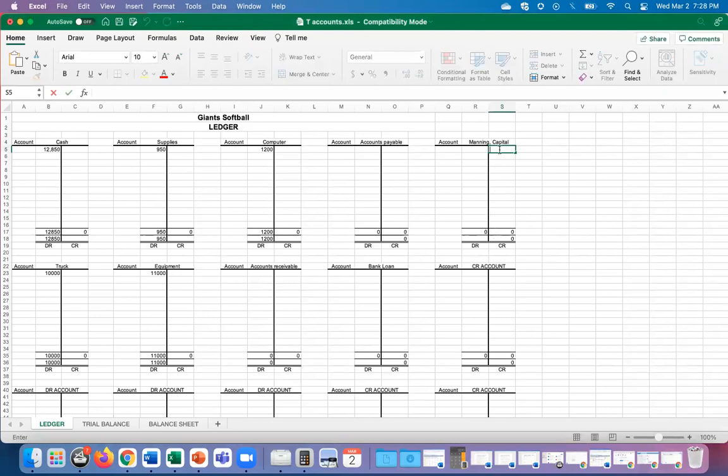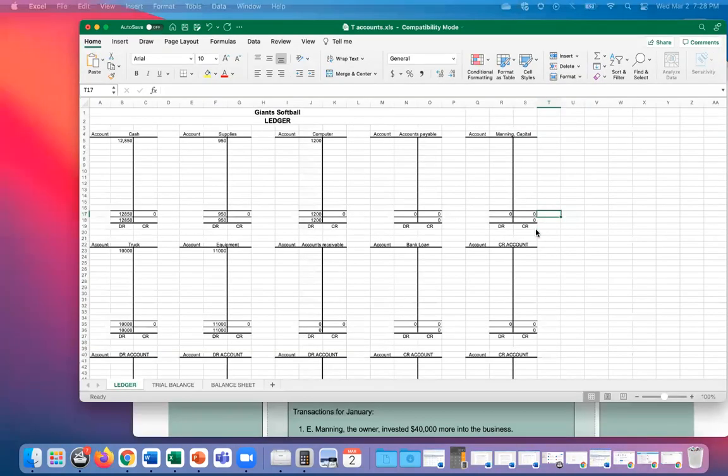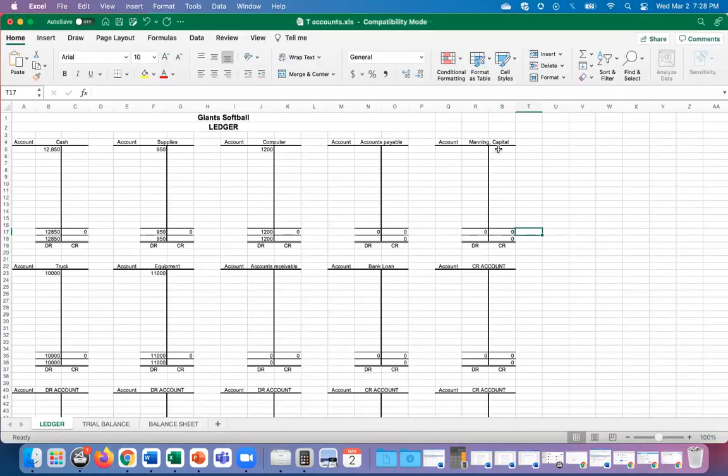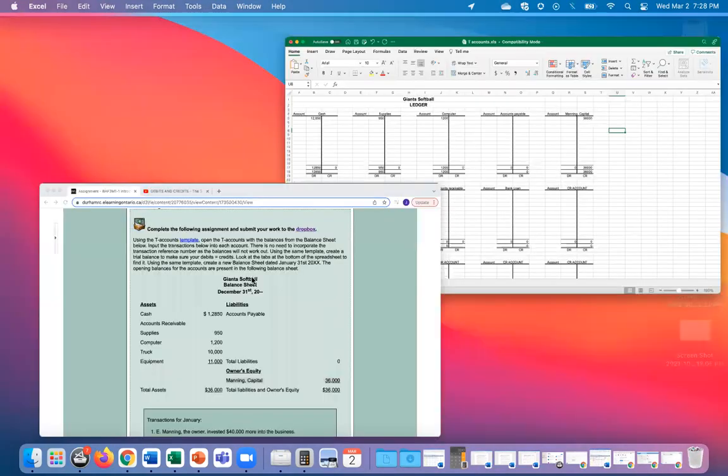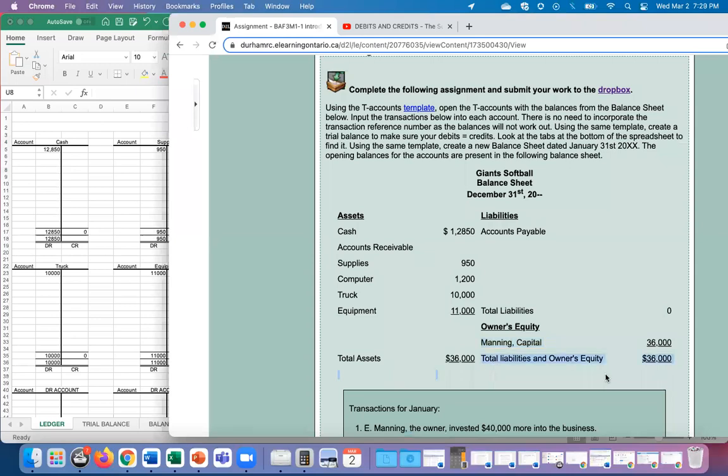So this right-hand side of the T account. What did I say? 36,000. So we're going to put that in there. And then our total liabilities and owner's equity is 36,000. All right, that we don't have to put in there because it's kind of like the total assets. It's just a sum of whatever was in those accounts. So nothing to do on our ledger yet with those.